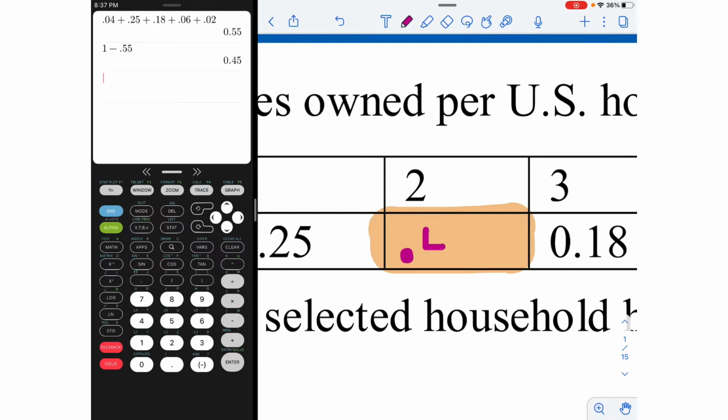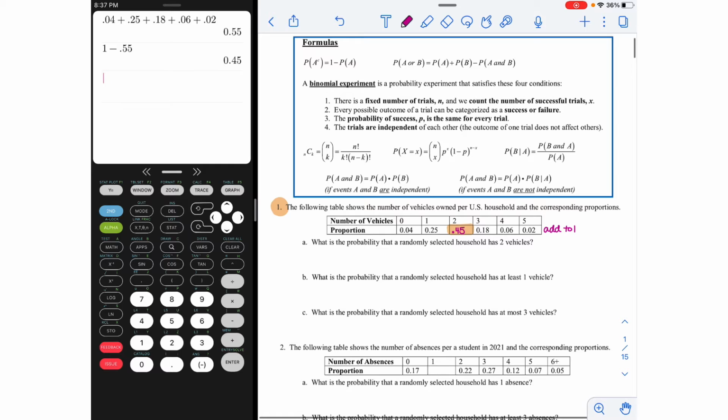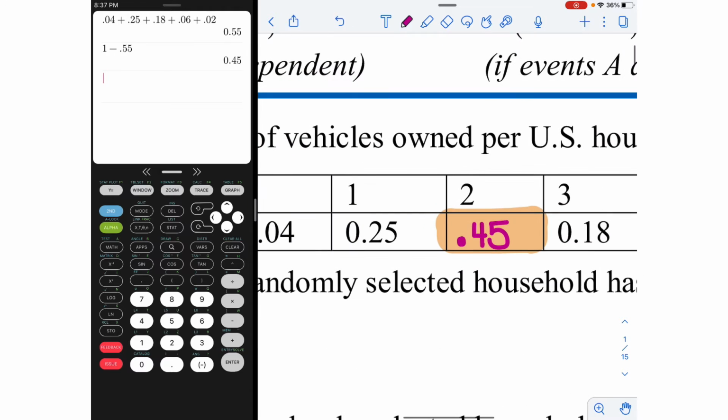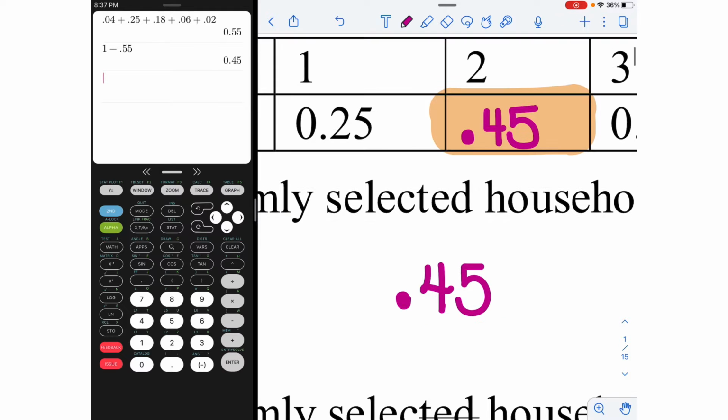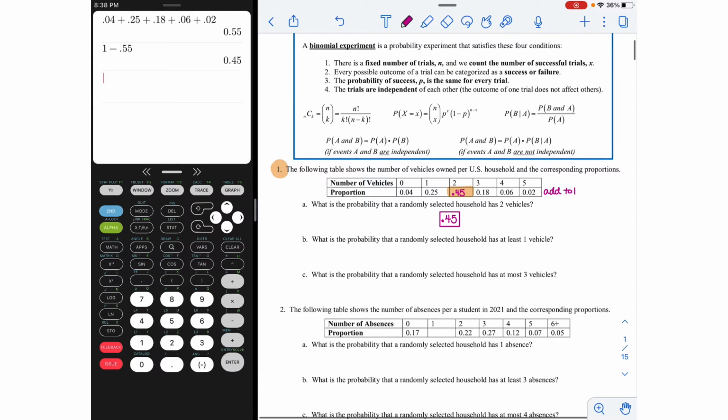If they haven't corrected it yet, there was an error in the answer key when I checked it. So that should be 0.45 because I need those numbers to add up to 1. And now they do. So this says, what is the probability that a randomly selected household has 2 vehicles? Well, now I know that the probability that that's going to happen is 0.45. Again, the answer key had that wrong. It said 0.55. That was just a calculation error. Their work is actually correct. So if they have not yet corrected the answer key, just know that the answer should be 0.45.